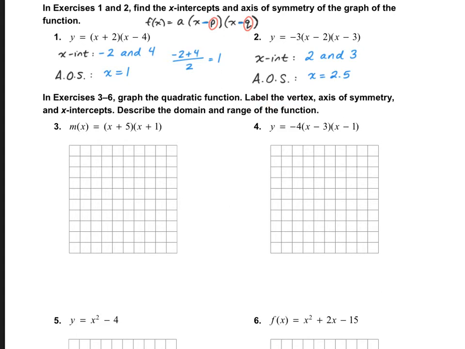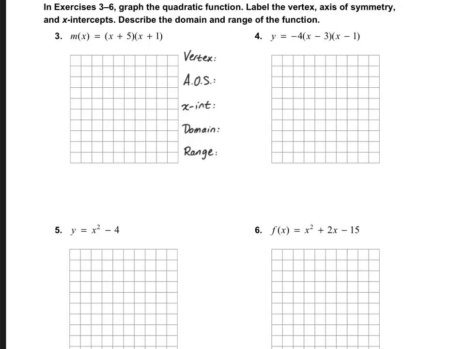In exercises 3 through 6, we're going to graph the quadratic function, and they want us to label the vertex and the axis of symmetry and the x-intercepts. We also need to describe the domain and range of the function. Okay, so these are the 5 things that we need to find. I'm going to start with the x-intercepts because this is in intercept form right now, so it's easiest to find the x-intercepts given what we have. So the x-intercepts are found using those 2 numbers there.